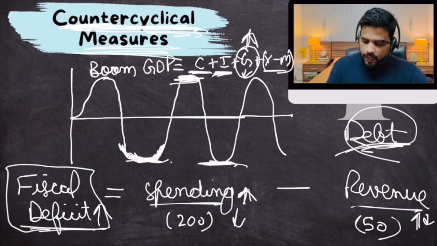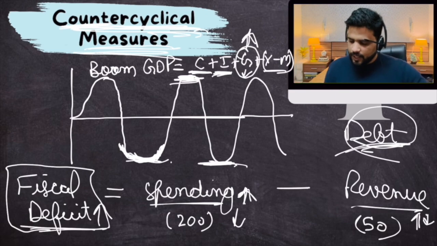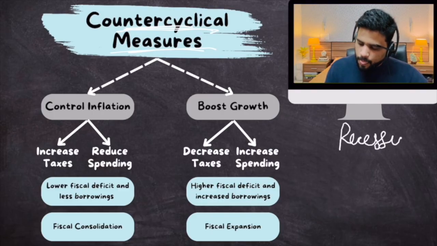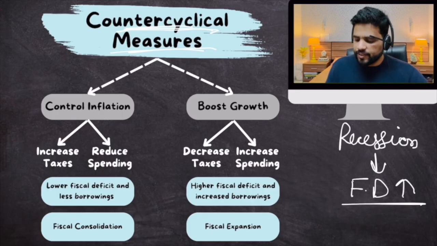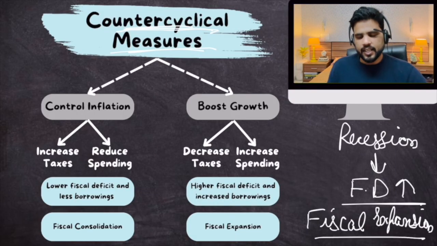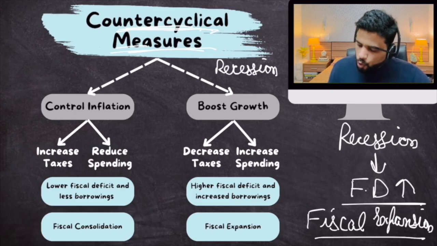Make sense? Okay. So during recession, fiscal deficit increases. During boom, fiscal deficit declines. Debt declines. Make sense? Right? Now let's talk about this table. Counter-cyclical measures. So number one advantage of counter-cyclical measures is that during recession, we increase fiscal deficit, and this expansion in fiscal deficit is nothing but fiscal expansion. Clear? So counter cyclical measure says that during recession, you go for fiscal expansion.